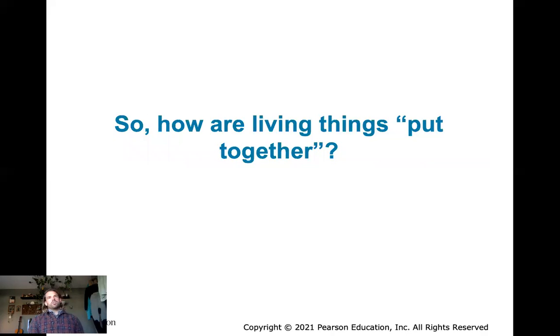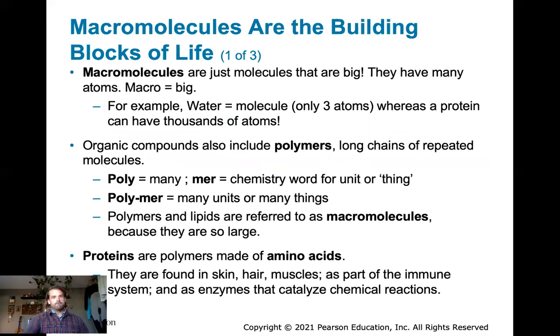Okay, so we've gone over a bit of chemistry at this point, and we know how things want to start to stick together due to those electronegative tendencies. But how are living things, things like us, plants, animals, your dog, your cat, how are we put together? Organisms are put together primarily through macromolecules. And these are the building blocks of life, okay? So macromolecules are just molecules that are big. I mean, macro is big. It's pretty simple, right? So, for example, a water molecule is only 3 atoms, whereas a protein can have thousands and thousands of atoms.